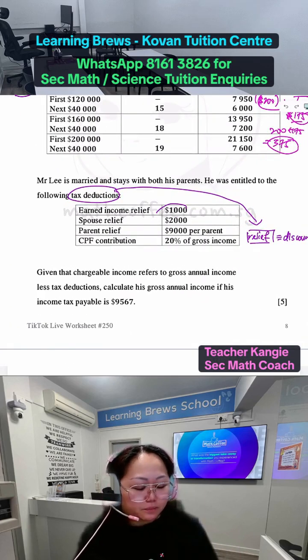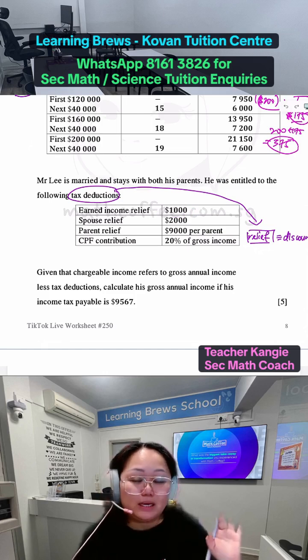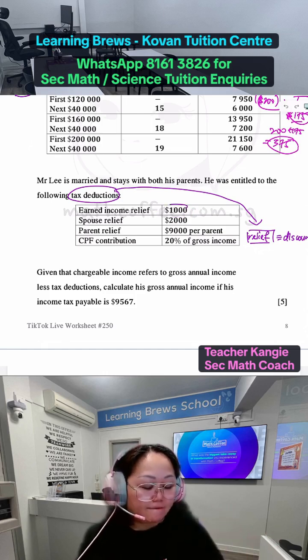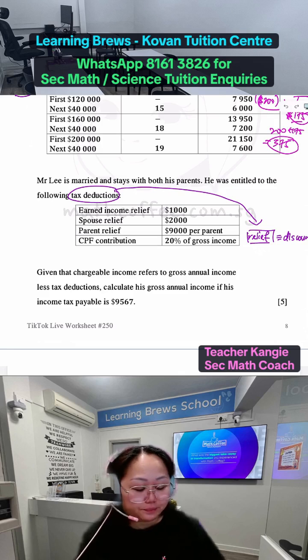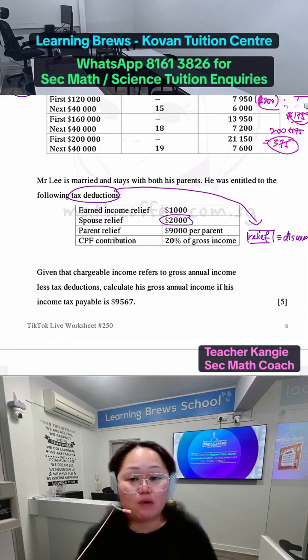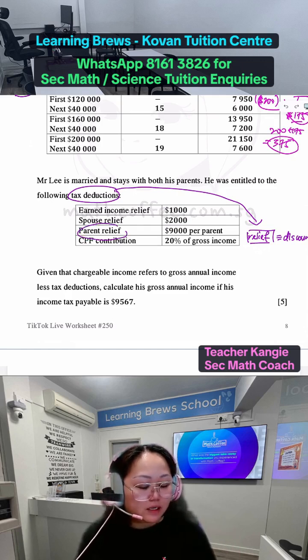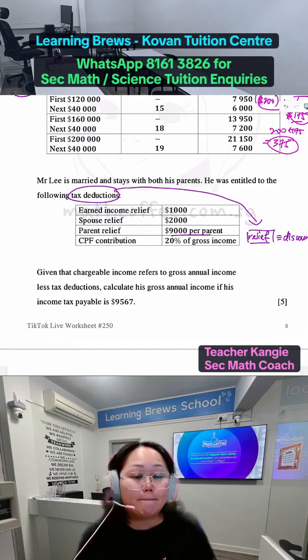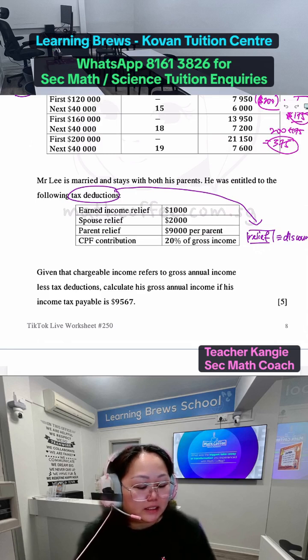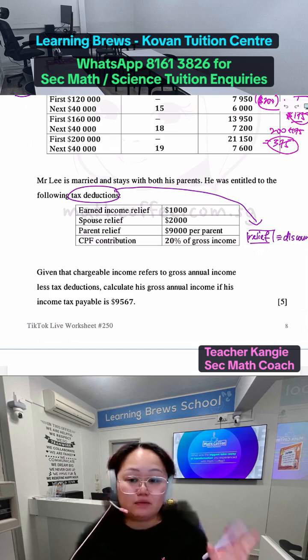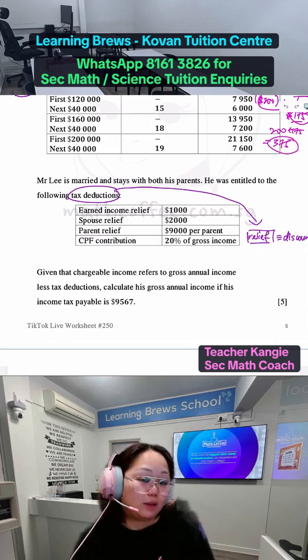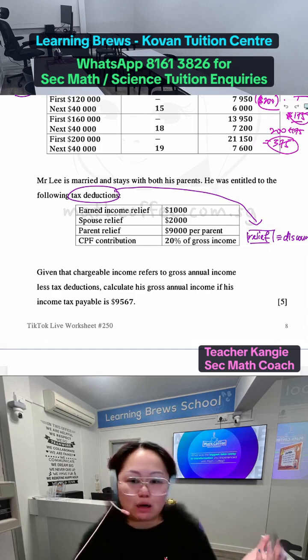Earned income relief: as long as you are working, you have this $1,000 relief. Spouse relief means that if you are married, you are also entitled to this $2,000 relief. Parent relief is 9,000 per parent, and he stays with both his parents, meaning father and mother, so that is 9,000 times 2. Take note, this is not the amount that the government gives you. This is just the amount that is deducted from your annual income. For example, your annual income is 50,000.